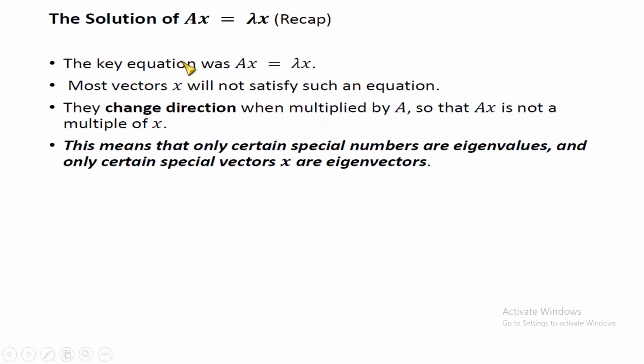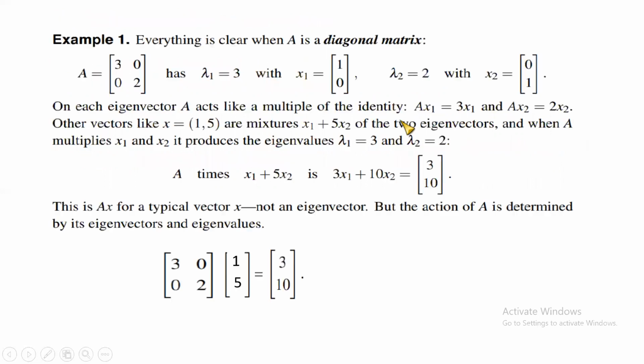So the key equation was Ax equal to λx. Most vectors x will not satisfy such an equation. They change direction when multiplied by A, so that Ax is not a multiple of x, but we are interested only in those special ones which are in the same direction, which don't change the direction, which are parallel to it. Okay, and those are the special numbers which are known as the eigenvalues, and corresponding to those we also have the special vectors x which correspond to the eigenvectors.